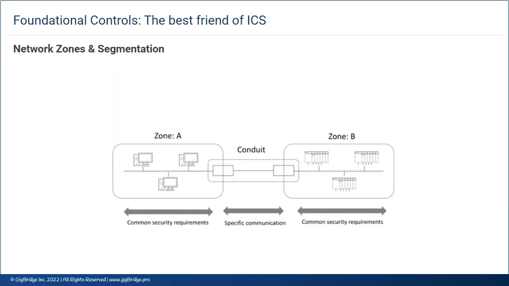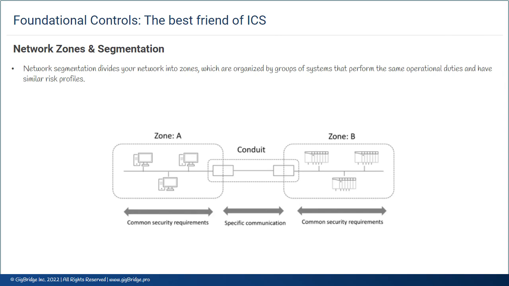Network zones and segmentation. Network segmentation is accomplished by splitting your network into zones, which are organized by groups of systems that perform the same operational function and have the same risk profile. All communication in and out of the zone is blocked unless it is specifically approved through the use of firewalls or access control lists, which are created by a conduit.